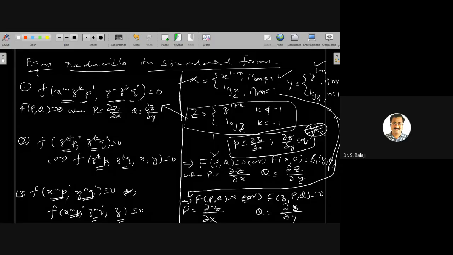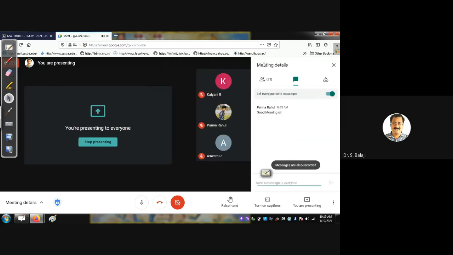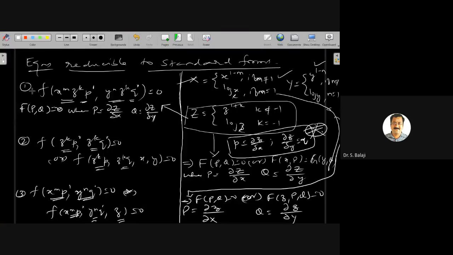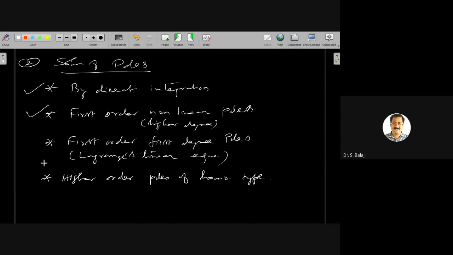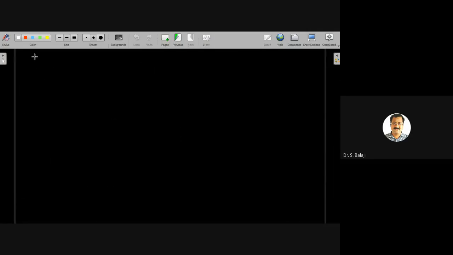Okay, these are first order nonlinear PDEs that we can consider. I think all of you remember these ideas here. Then we have direct integration, first order nonlinear PDE, then first order Lagrange's linear equation, higher order PDE. Another one is Lagrange's linear equation.